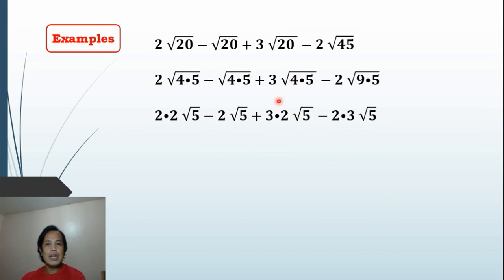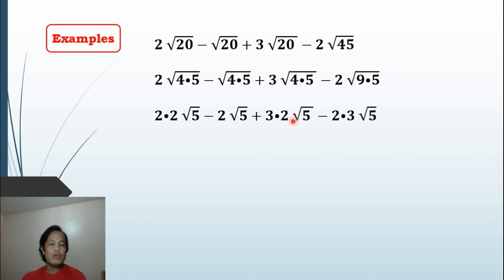With the third radical, we copy plus 3. We have here plus 3. Then the square root of 4 is 2. So we have here 2. Then the square root of 5. Minus, we copy 2. The square root of 9 is of course 3. Then we copy the radical square root of 5.